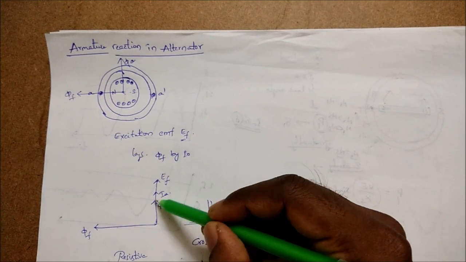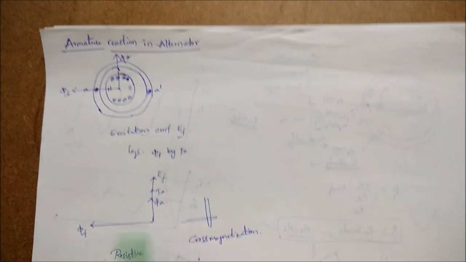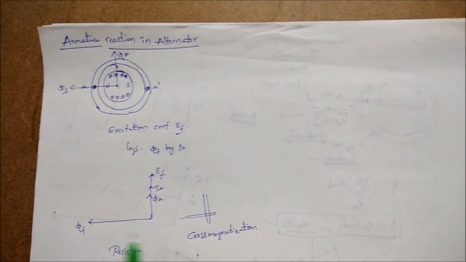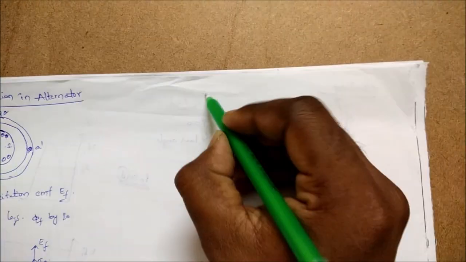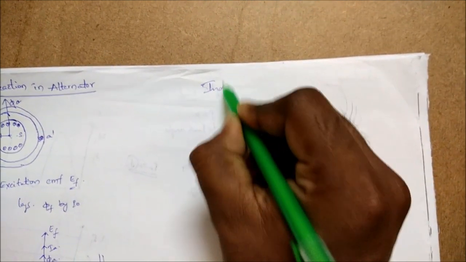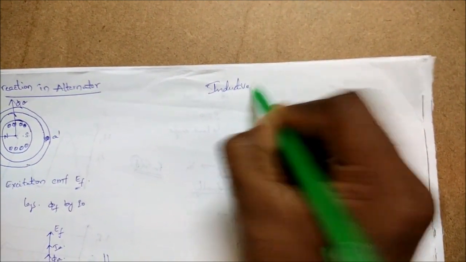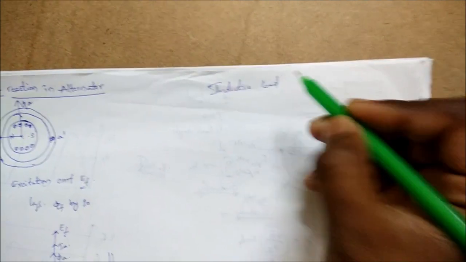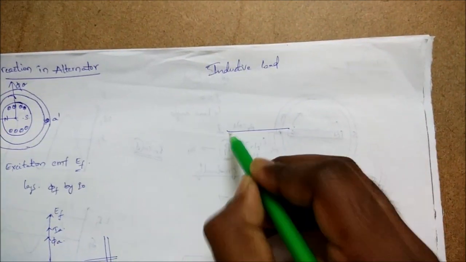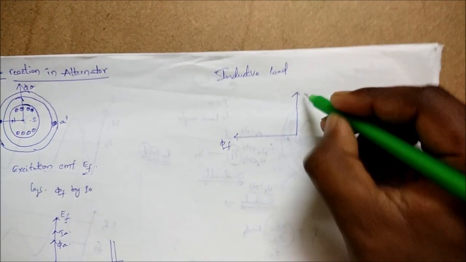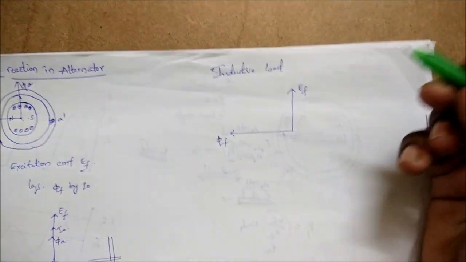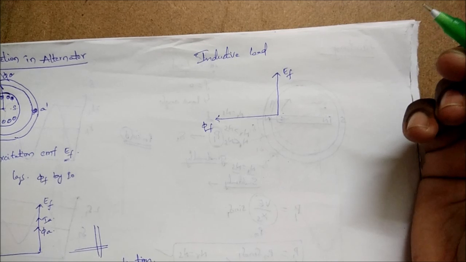So as phi A is like this, and it is perpendicular to phi F, therefore it is cross magnetization. Now if you consider a pure inductive load, so you have connected an inductive load to the alternator. Therefore this is a flux phi F. Because of this flux there is an EMF induced, that is excitation EMF in the armature conductors.